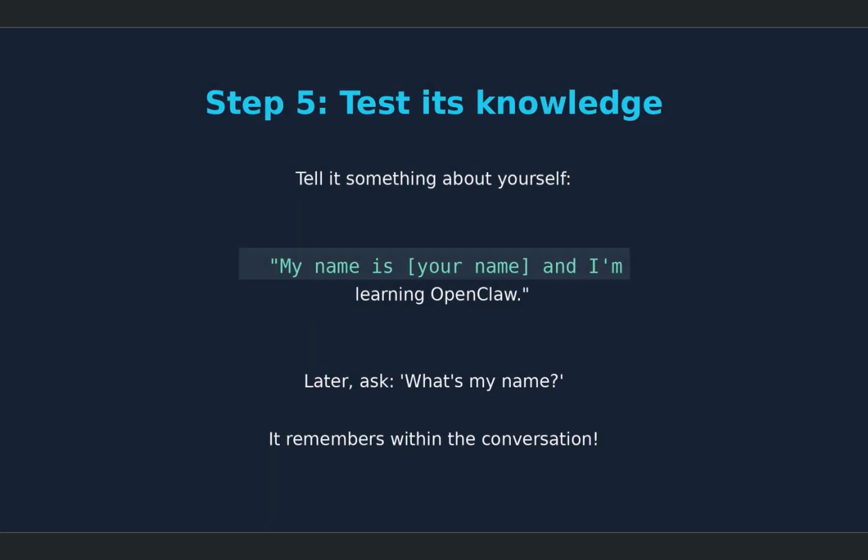Step 5, test its knowledge. Tell it something about yourself. Say, "my name is [your name] and I'm learning OpenClaw." Later ask, "what's my name?" It remembers within the conversation.